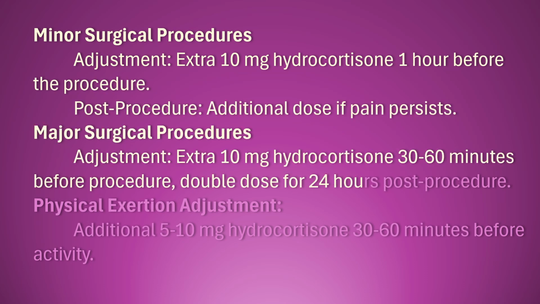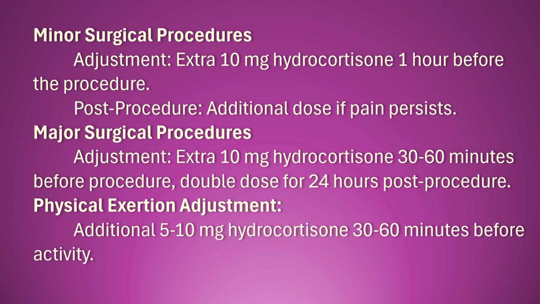Now, if we have minor surgical procedures, for example a dental procedure, I'll take 10 extra milligrams of hydrocortisone, hypothetically, 1 hour before the procedure, because I'm about to enter something stressful, so I need to start producing the hormone before. Unless I have an inflammatory, infectious, or fever-like state afterward, there's no need to actually increase the dose. But if I'm feeling pain post-procedure, then I can take a little bit more. Again, for major procedures, we do the same thing: 10 milligrams of hydrocortisone prior to the procedure, then we double the dose for 24 hours after the procedure, and as always, taper it back down.